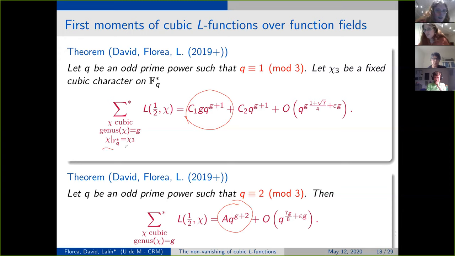So there's some technical condition here in how we are counting the characters. Those that restrict in the base field, restrict in a certain way. But that's really technical. It's not going to change the size. It makes it easier to count. Okay. Also, the error terms are kind of different, and so that was a big deal when we didn't want to have 1 plus the square root of 7/4, but we couldn't do better than that.